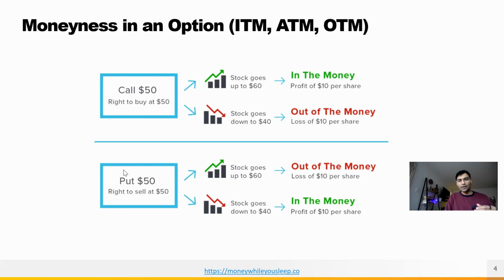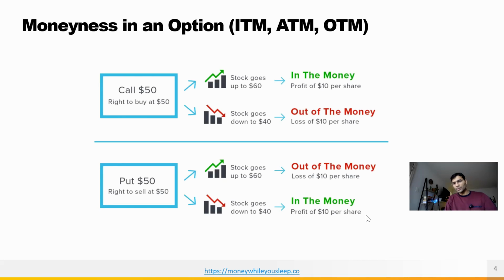And if there is a buyer of a put at a strike of $50, and let's say the stock goes above $50, let's say it goes to $60, the buyer of the put is going to lose money, hence it is called out of the money status. And if the stock goes down as per the bet of the buyer, the buyer is going to make money, hence it is called in the money.